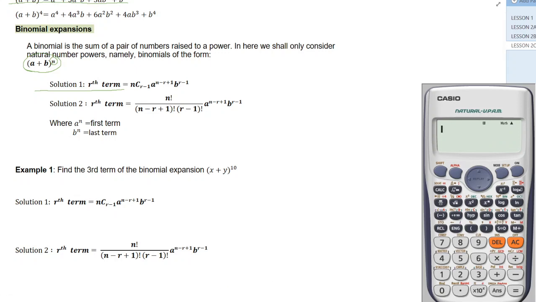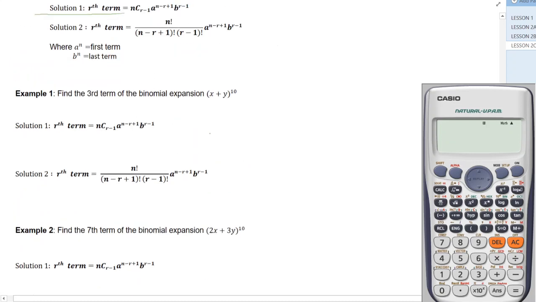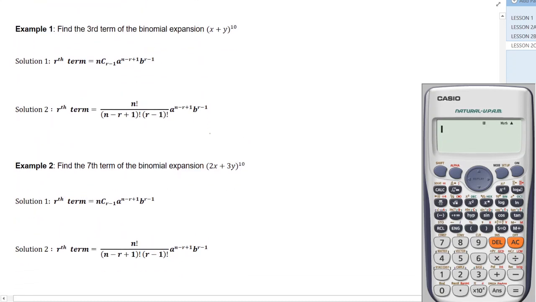So moving on to this one, let us have your example number 1. So that is, find the third term of the binomial expansion x plus y raised to 10. So for your solution 1, let us just have this one. Okay, so let us just equal to your n, which is this one. So that is your n, that is 10. Combination of r minus 1, which is the required, that is the third term, that is 3.